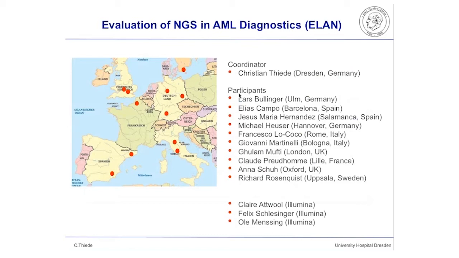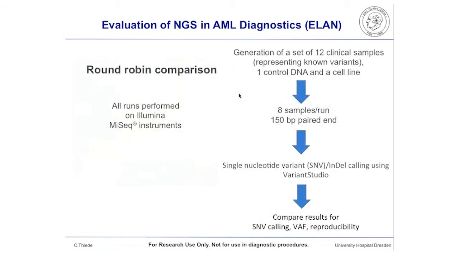What you can see here is an approach where we wanted to evaluate the ability of next-generation sequencing to type AML patients or AML samples. We found a consortium of 11 laboratories around Europe which were involved. About half of these groups had experience with the platform. The other half were not that experienced when they started on this consortium. We generated a pool of samples, which were 12 clinical samples, patient-derived samples with known variants, a commercial control DNA, a cell line DNA and normal DNA samples.